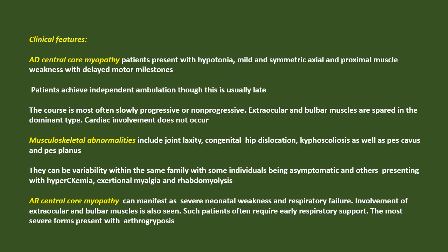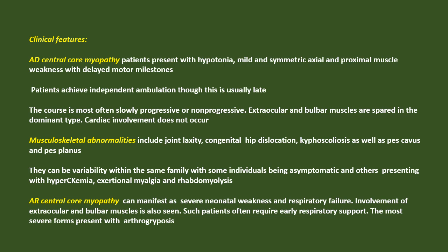Clinical features. Autosomal dominant central core myopathy patients present with hypotonia, mild and symmetric axial and proximal muscle weakness with delayed motor milestones. Patients achieve independent ambulation, though this is usually late. The course is most often slowly progressive or non-progressive. Extraocular and bulbar muscles are spared in the dominant type. Cardiac involvement does not occur.